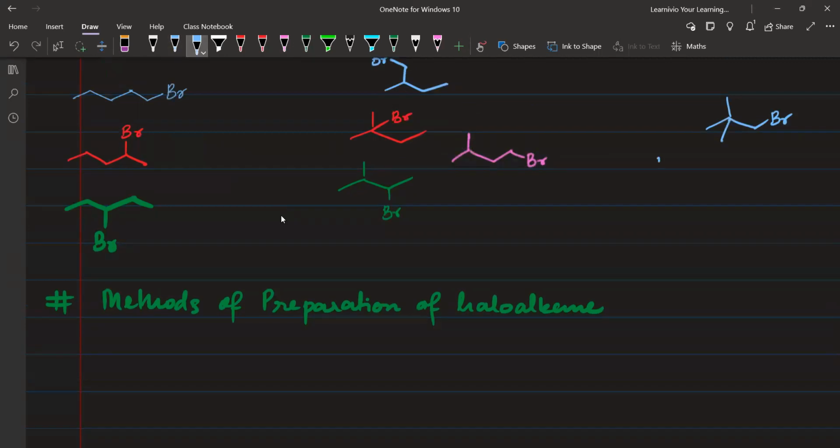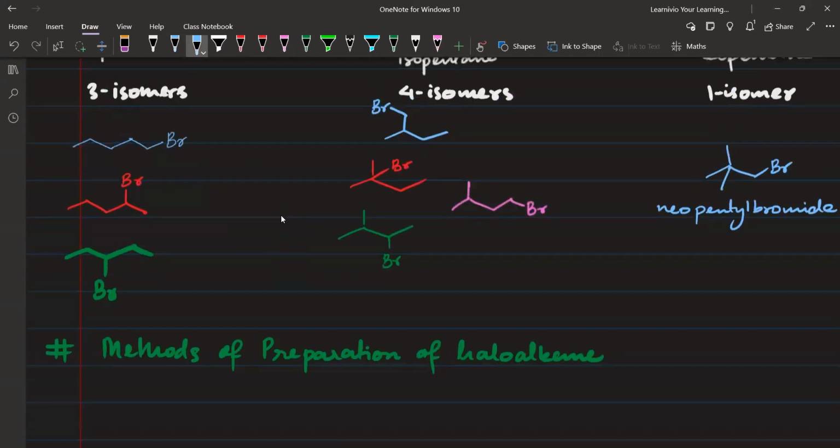This is neopentyl bromide. And this one is isopentyl bromide. This pink one, it is isopentyl bromide. And I see chloride, iodide, and all of those things can happen.